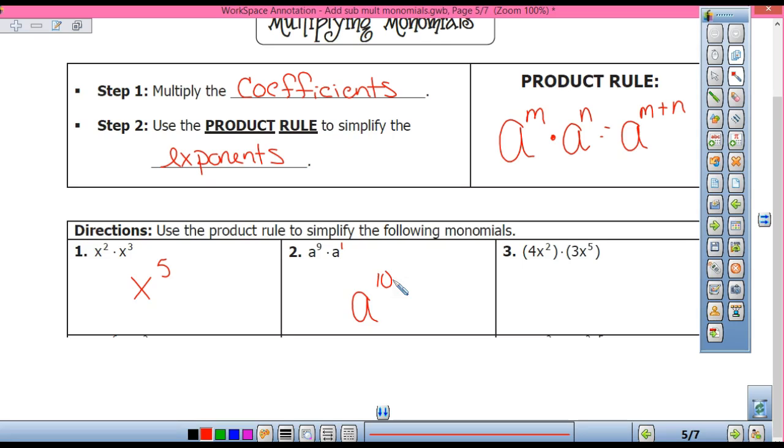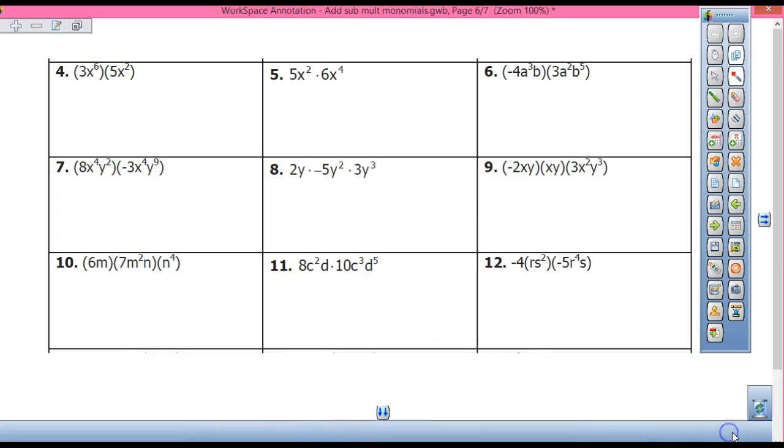Alright, so now I've got numbers out in front, right? What are those numbers called? Coefficients. So I multiply my coefficients. 4 times 3, 12. And then add my exponents. X to the 7. Okay, not so bad, right?